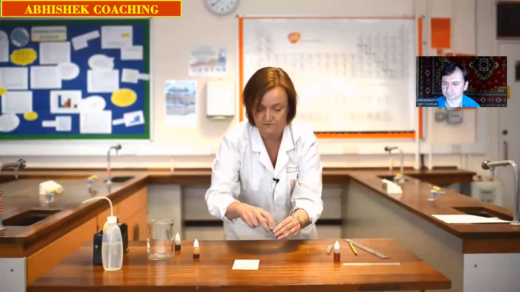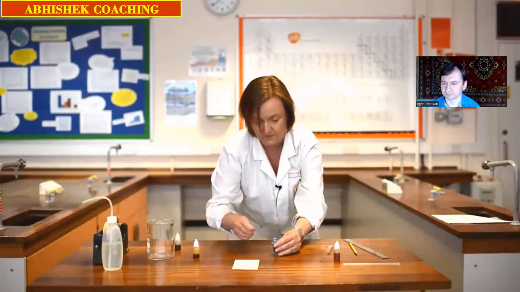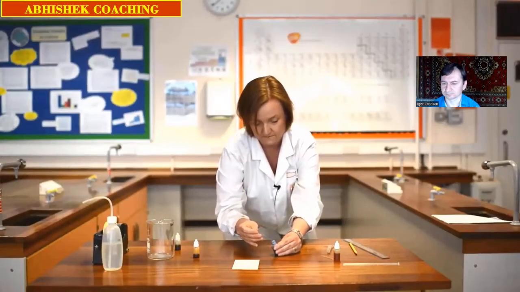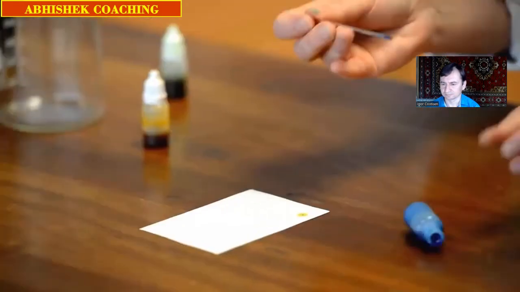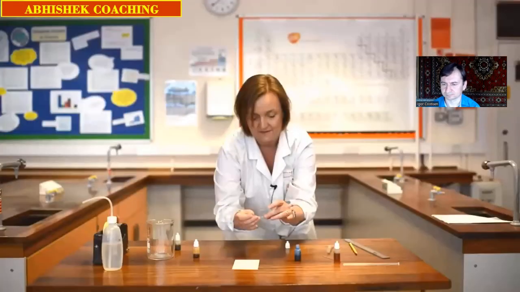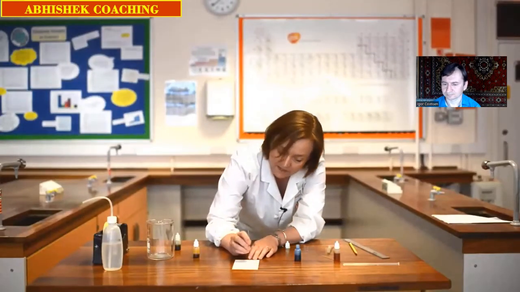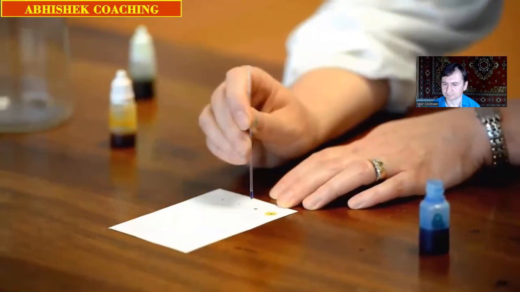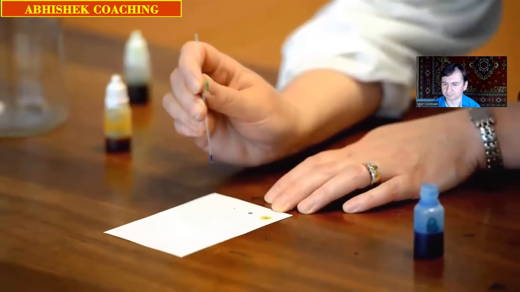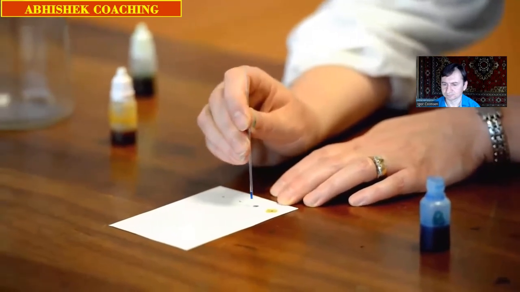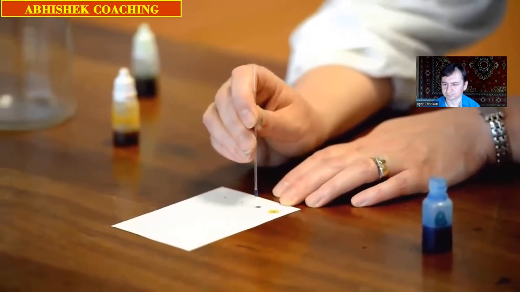So the next one I'm going to do is blue. This is another one of my pure colours. Again, it just sucks a little bit up into the capillary tube. And now I'm going to touch that onto my second cross, just to give a little dot, and repeat. And again, I don't want it to go too big. I certainly don't want it to start to merge with the yellow dot next to it.